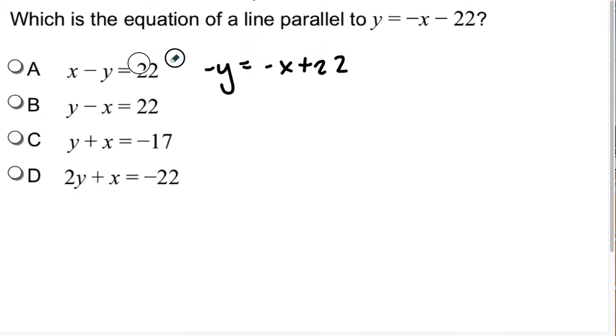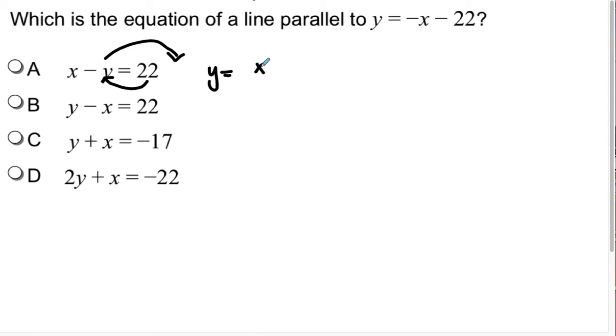Actually, it's probably easier if I move the y to the other side. So let's do y on the other side. I'm going to move this y and then this 22, so this becomes y equals x minus 22. Now if we compare, we notice that they're not parallel because they don't have the same slope. So A can't be the answer.